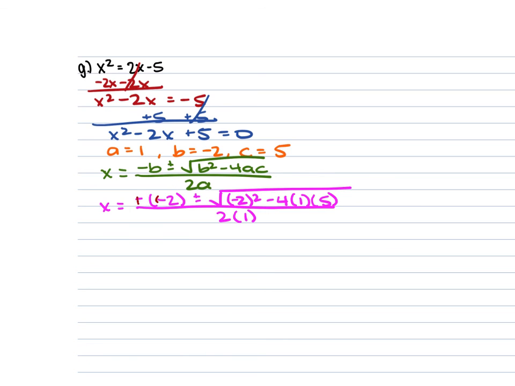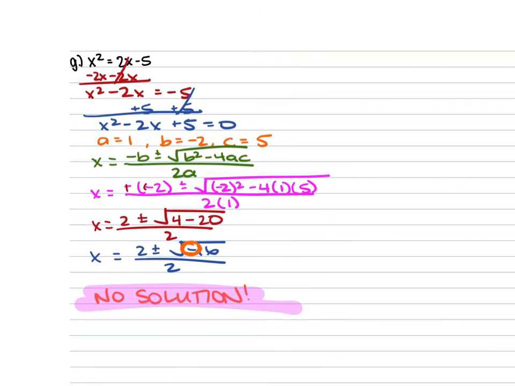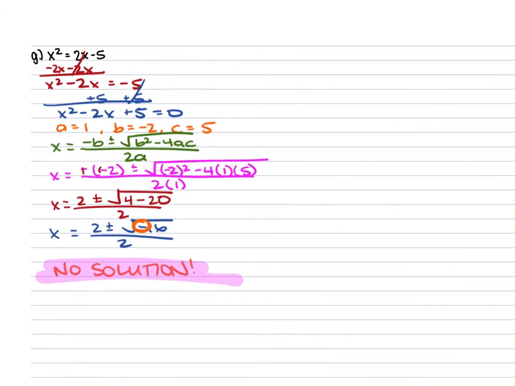From here, the opposite of negative 2 is positive 2, plus or minus the square root of negative 2 squared is 4. Negative 4 times 5 is negative 20, all over 2. This simplifies further to be x is equal to 2 plus or minus the square root of negative 16 over 2. We cannot take the square root of a negative, so automatically we have no solution. So anytime you're left with a negative underneath that radical, it's automatically no solution.